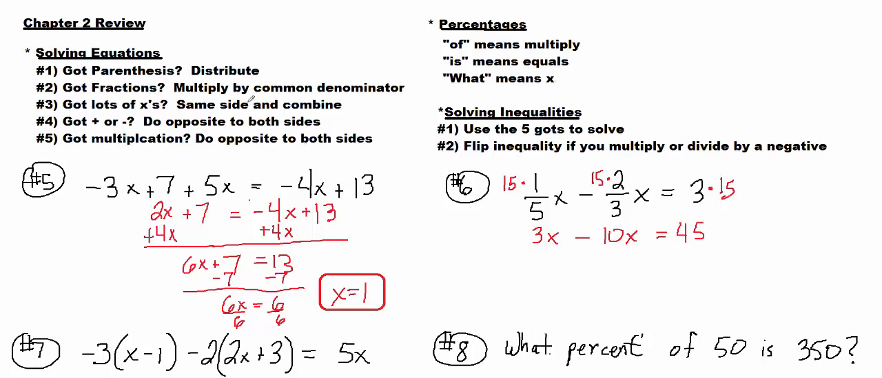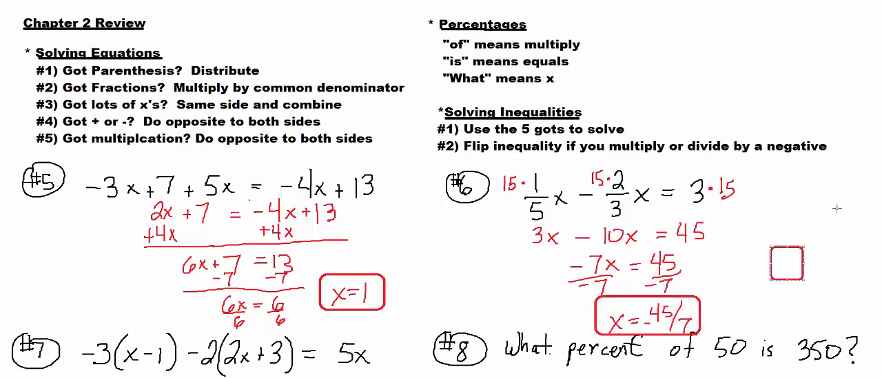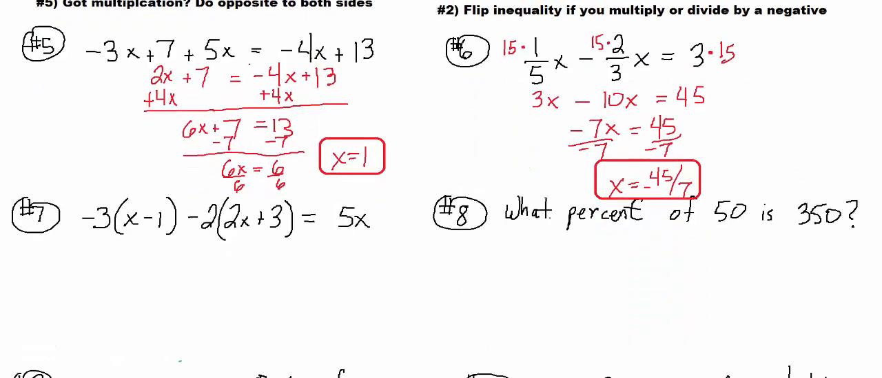Got lots of x's? I do. I need to get them to the same side. They're already on the same side, so let's just combine them. Negative 7x equals 45. In my last step, I'm going to divide by negative 7. Divide by negative 7. So I get x equals 45 over negative 7. I'm going to put the negative out in front. And that is our answer there. Negative 45 over 7. Whoops. Let's go to the next one.